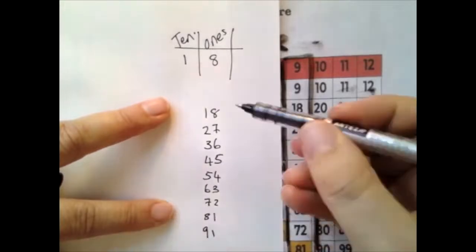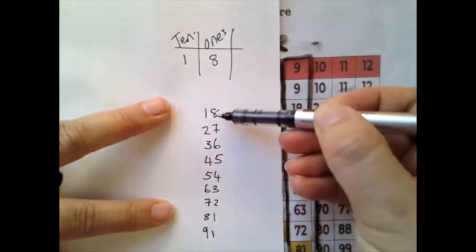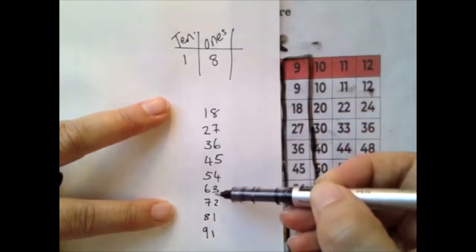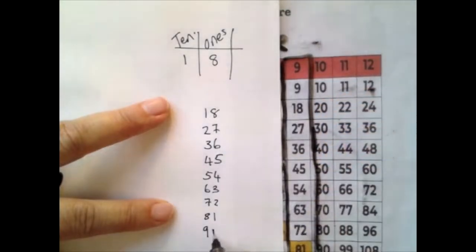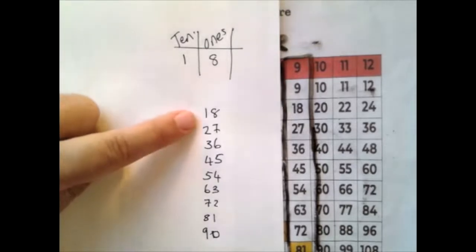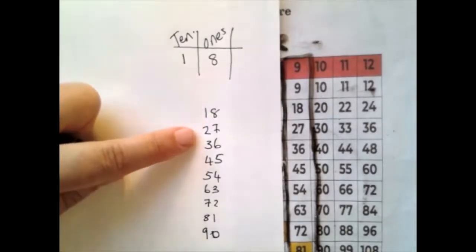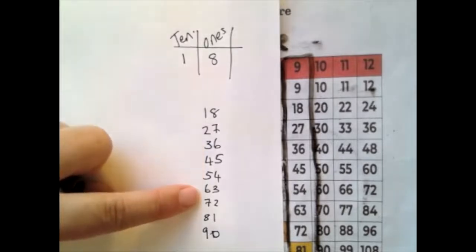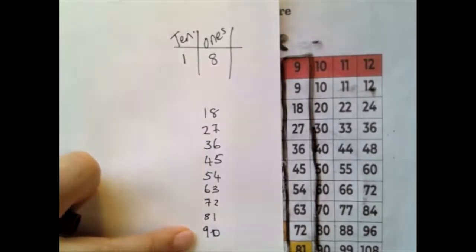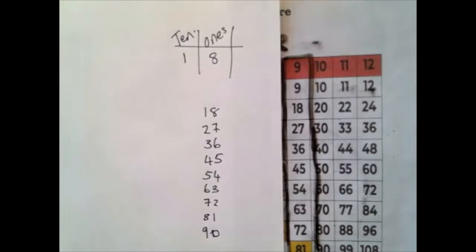That's right. The 1s digit is decreasing by 1 every time. 8, 7, 6, 5, 4, 3, 2, 1. Oh, I made a mistake there. 90 down to 0. And can you see the 10s digit is actually going up by 1 each time? 1, 2, 3, 4, 5, 6, 7, 8, 9. So that's one pattern you can see in the 9 times table.